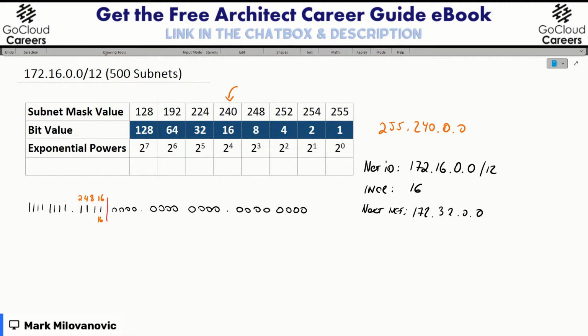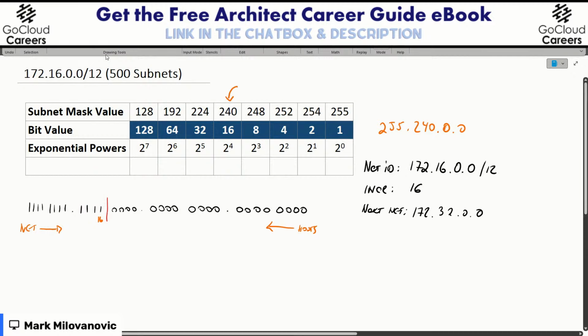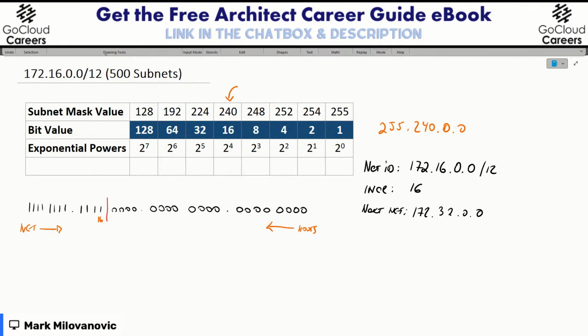All right, while I wait for that, so networks from left to right, hosts from right to left. The number of subnets, yeah. So the way we do our math doesn't change, right? We're still bound by our decimal values, right? So this doesn't change. The only difference is when we're doing the counting of hosts and of networks.